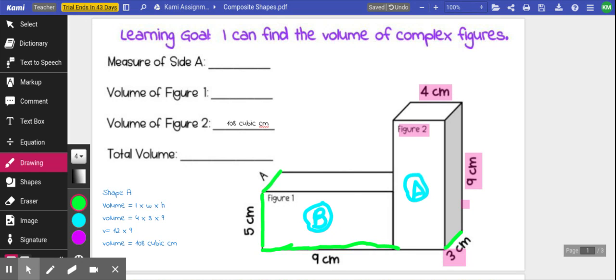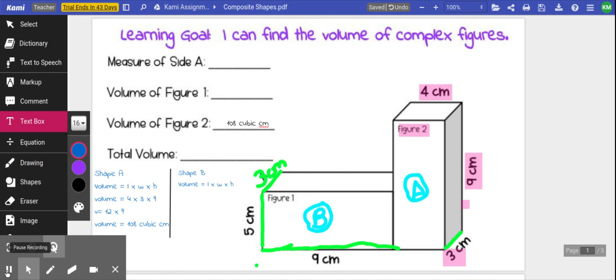If this shape is 3 centimeters wide, that has to mean that shape B also has to be 3 centimeters wide. Okay? So in order to figure out the width, I had to look back at shape A, and that helped me figure out the width. So now, as you can see, I have all 3 dimensions: the length, the width, and the height. Now I can calculate and find the volume.